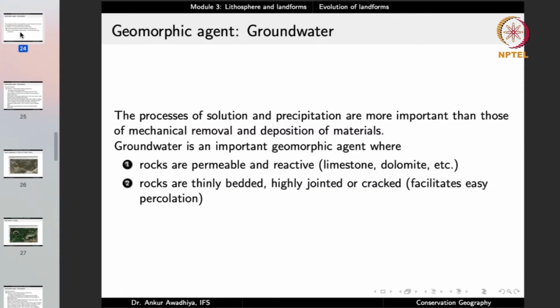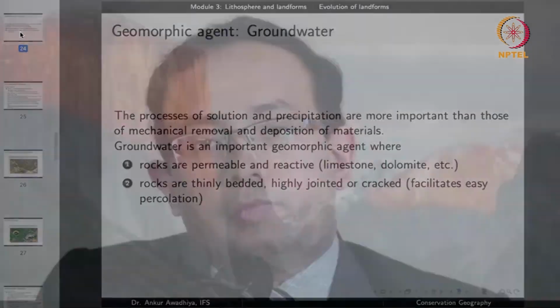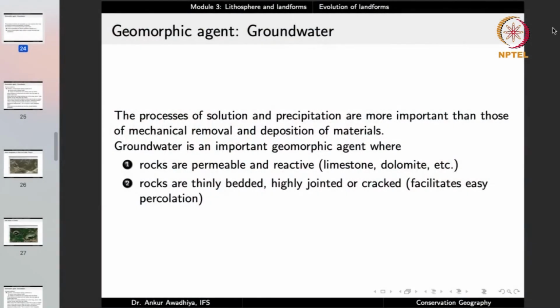Another geomorphic agent is groundwater. Now in the case of groundwater, the process of solution and precipitation are more important than that of mechanical removal and deposition of the materials. Why is that so? This is so because the groundwater typically moves at a very slow pace, and so dissolution and precipitation are more important as compared to the mechanical action of the groundwater. In the case of rivers, the most important processes are the mechanical removal and deposition, but not in the case of groundwater.